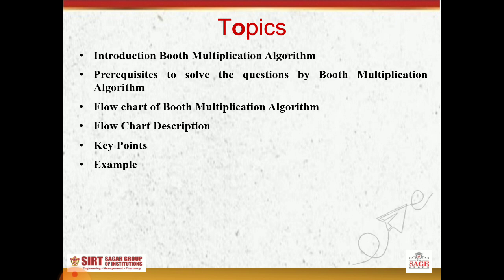In today's topic we cover the introduction of Booth multiplication algorithm, prerequisites to solve the questions, and flowchart of the Booth multiplication algorithm, and the description and some key points and example.